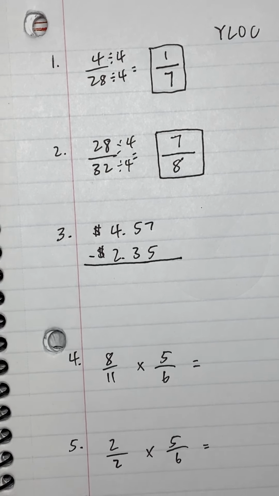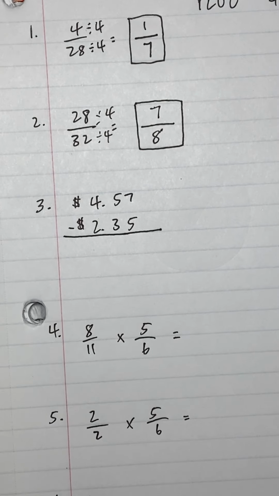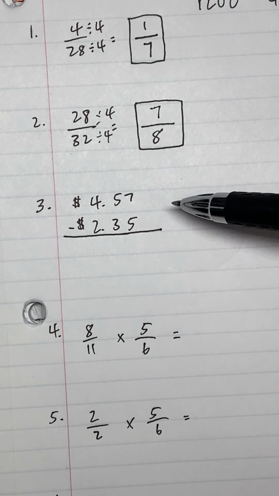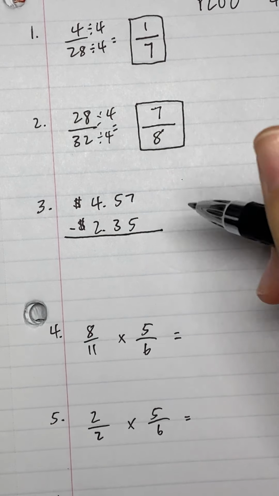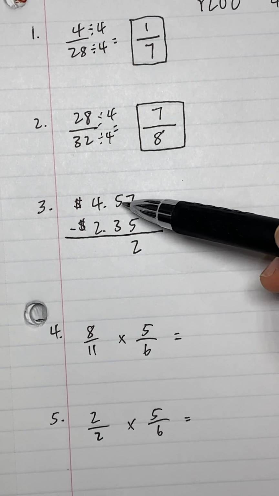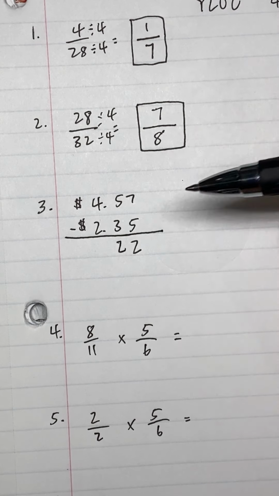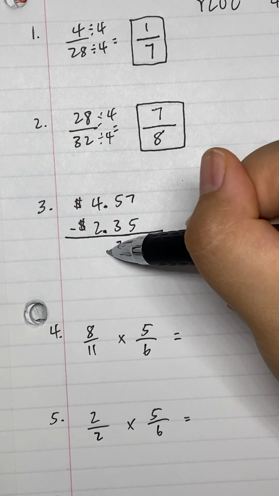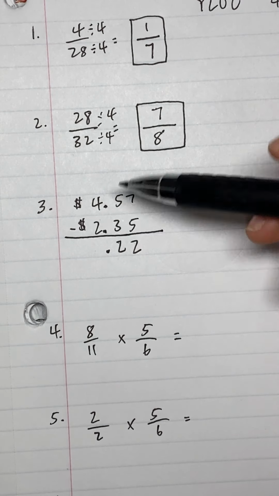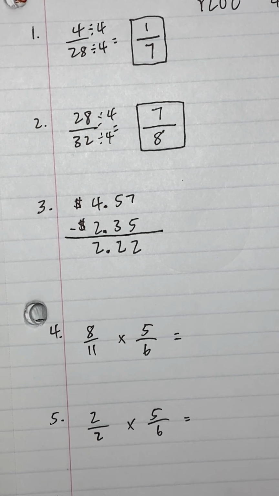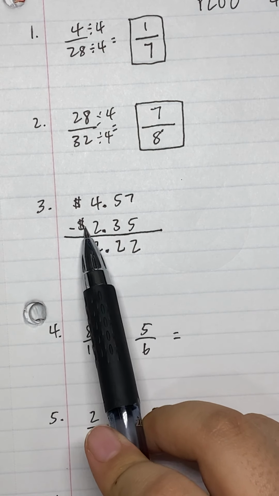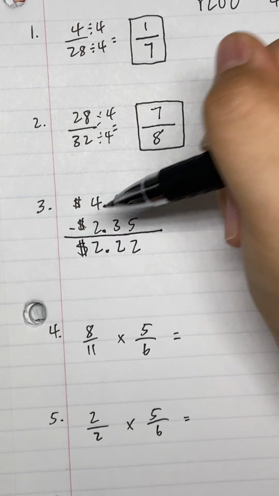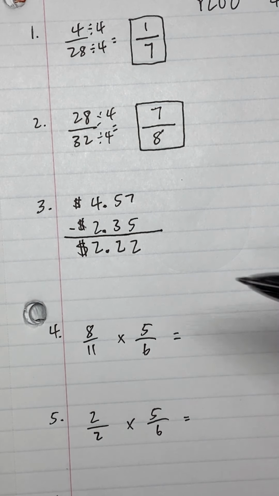Okay, now we have subtracting money. So this might look a little bit intimidating, but it's not, because it's just subtracting like normal numbers. So you're going to start on this side and do 7 minus 5, which is 2. 5 minus 3, which is 2. Then you bring your decimals straight down. So there's a decimal right here, so you're going to bring it straight down here. 4 minus 2 is 2, and you have to make sure to write the dollar sign. So your final answer is $2.22.